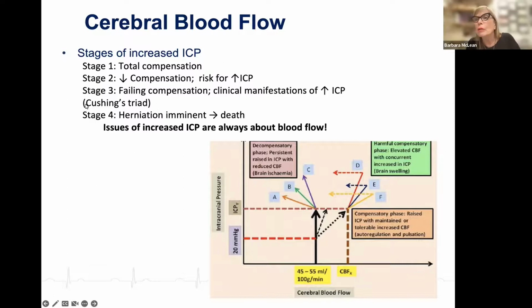So I want to make sure you appreciate what I've said here. You are all about monitoring that ICP. You are all about monitoring the MAP and being aware of CPP. But I want you to remember that every issue in increased ICP is always about blood flow. The higher the ICP, the more limitation you have on the blood flow. And as the patient goes from compensation to decompensation, what's going to happen in that decompensatory phase is, of course, severe, profound brain swelling, herniation, and death.